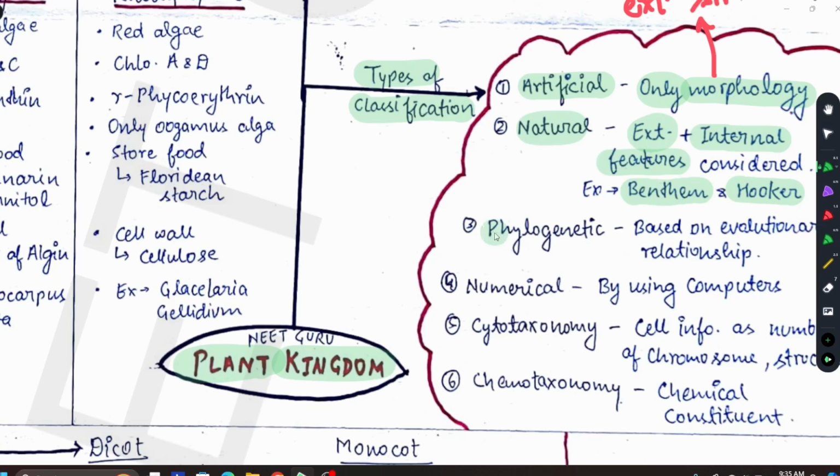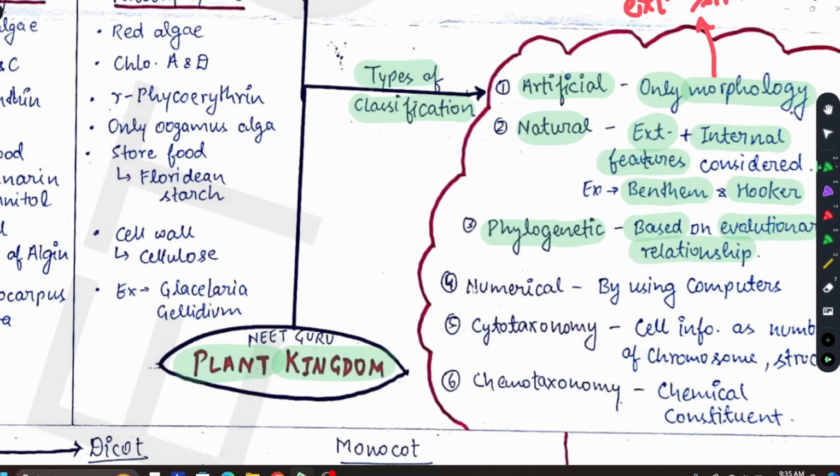Now the third type of classification is called phylogenetic system of classification. The term phylogeny means evolutionary relationship between animals, and this signifies basically in the course of evolution which organism comes first and which comes after that. This is basically called evolutionary relationship. So this system of classification is based on evolutionary relationship.